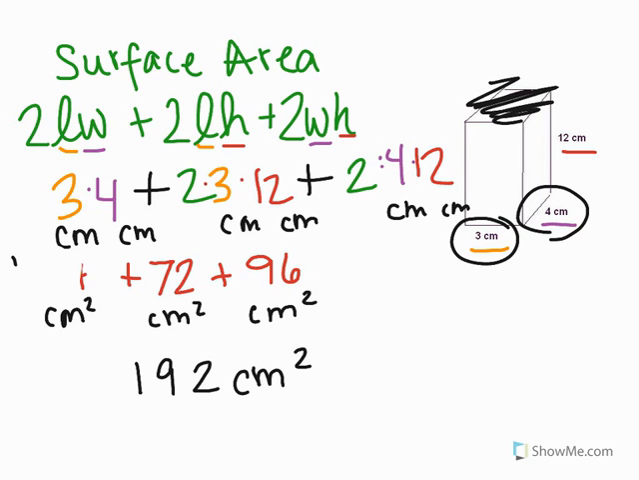And now instead of 24, we've got 12. So instead of 192 for our surface area, if we're not using the top, our surface area would be 180 centimeters squared.